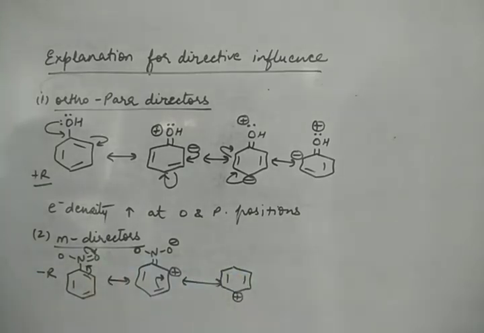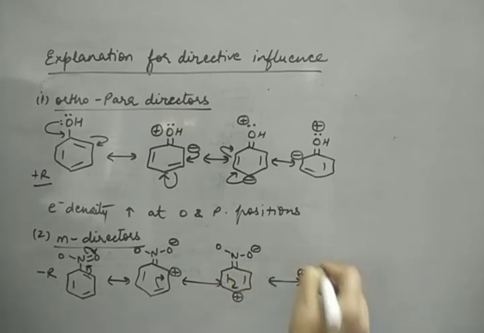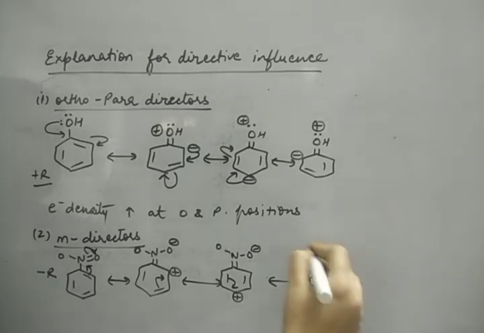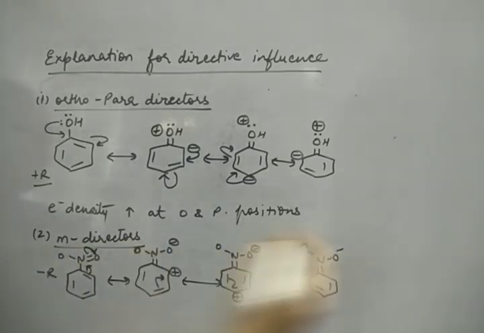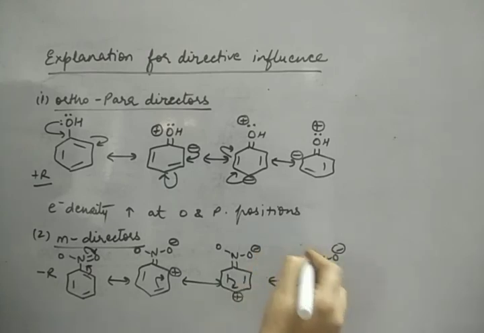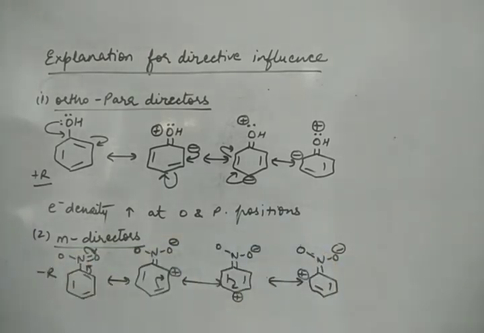Okay, so positive charge was at ortho position. Now the positive charge is at para position. So electron density decreases. Now this can be further drawn like this. Okay, so since the electron density continuously decreases at ortho and para positions, the incoming electrophile cannot attack at ortho and para position, because the electrophile is already positive. So it will not attack at the plus stage.